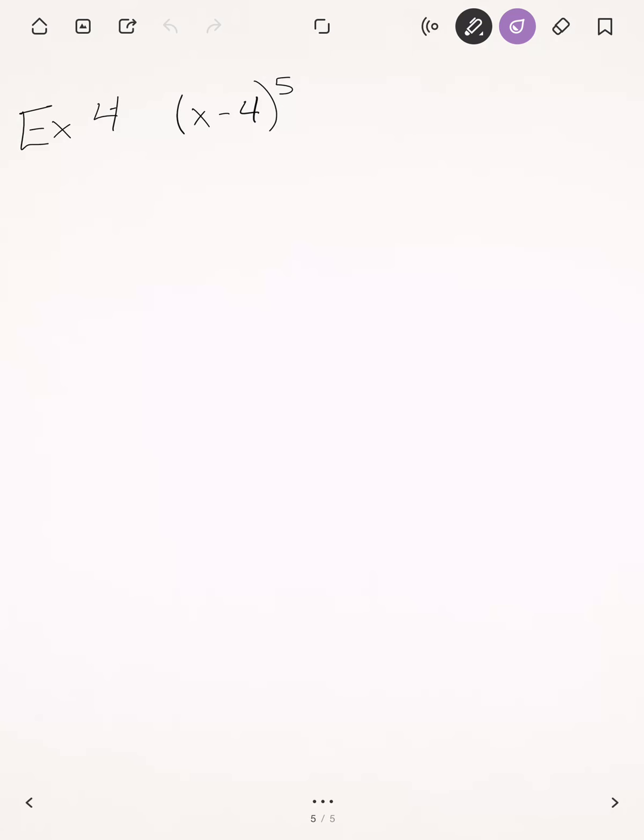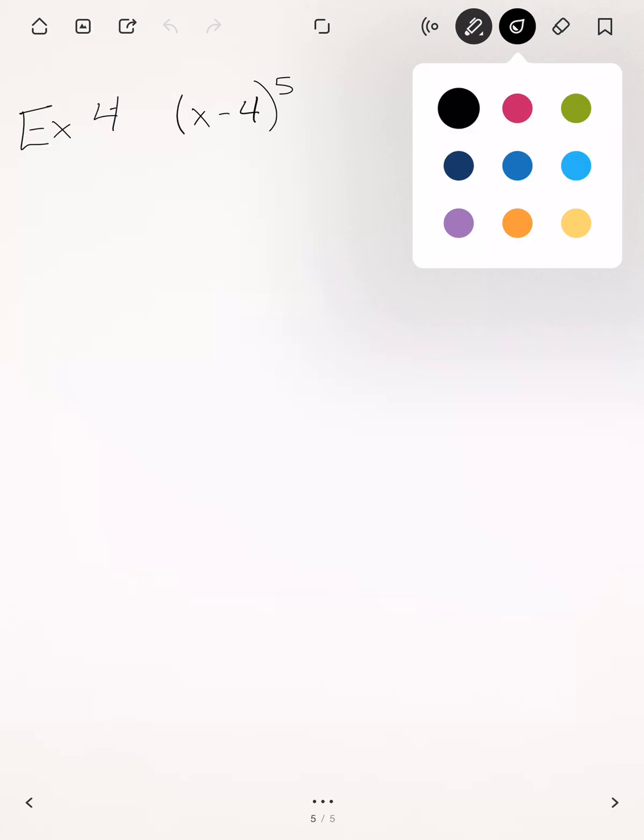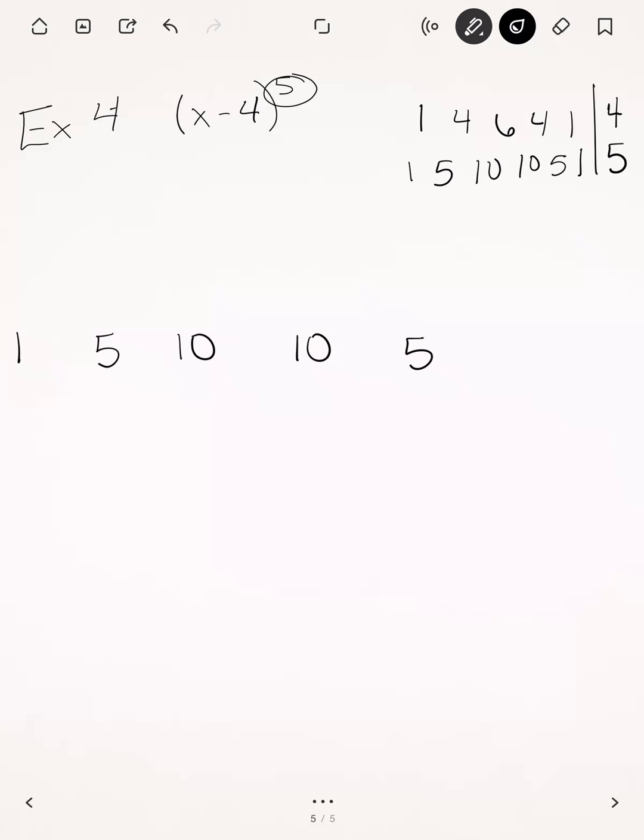Okay, I have one more example. Now we're going to the exponent of 5. So we just did 1, 4, 6, 4, 1, and that dealt with 4. So I need to go down one more level. I have 1, 5, 10, 10, 5, 1. So this one has lots of coefficients. So again, 1, 5, 10, 10, 5, 1.